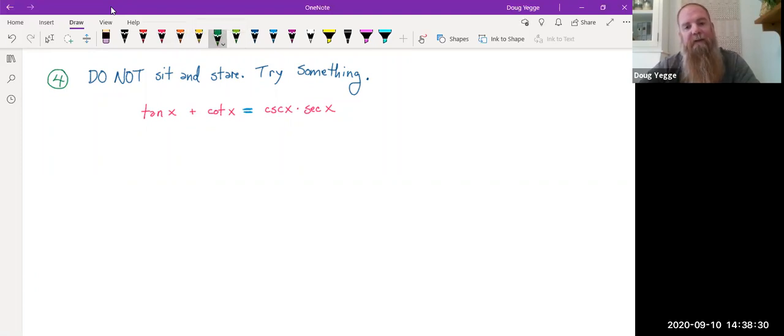So the first thing I'm going to realize is cosecant x and secant x, those are reciprocals of sine and cosine. In addition, tangent x and cotangent x can also be put in terms of sine and cosine. So the starting point for me is, let's convert tangent x and cotangent x into sines and cosines. So this is sine x over cosine x plus, and now cotangent x is cosine x over sine x.